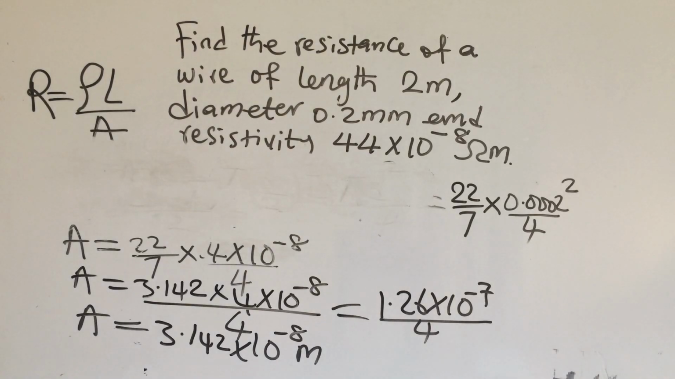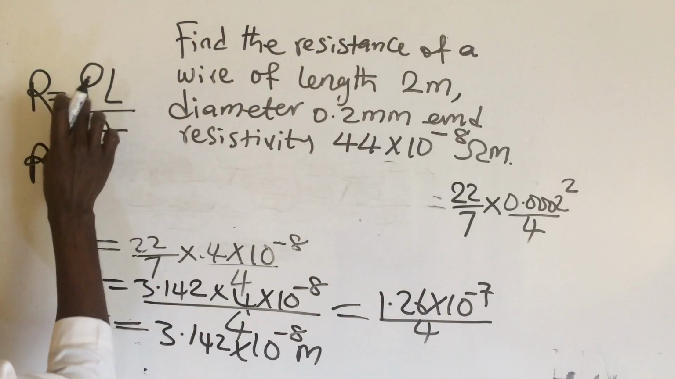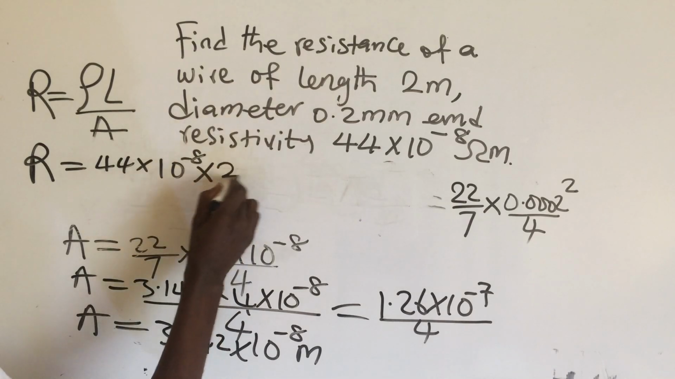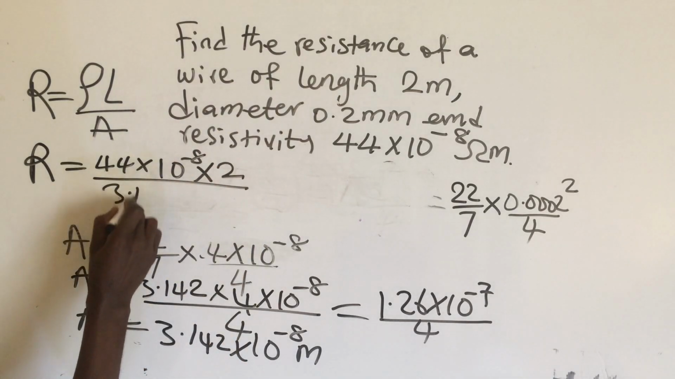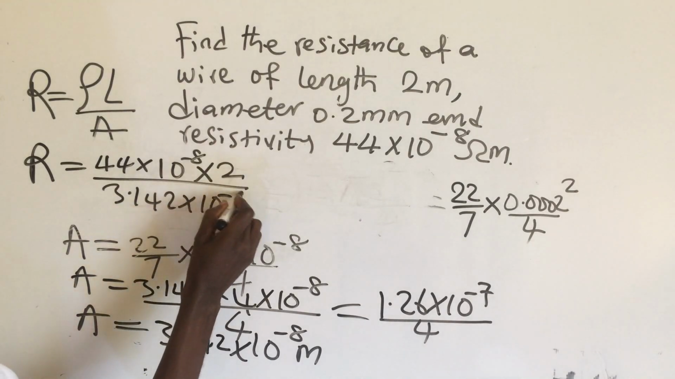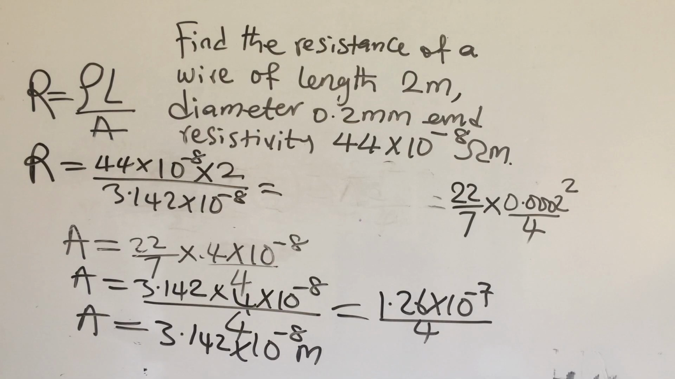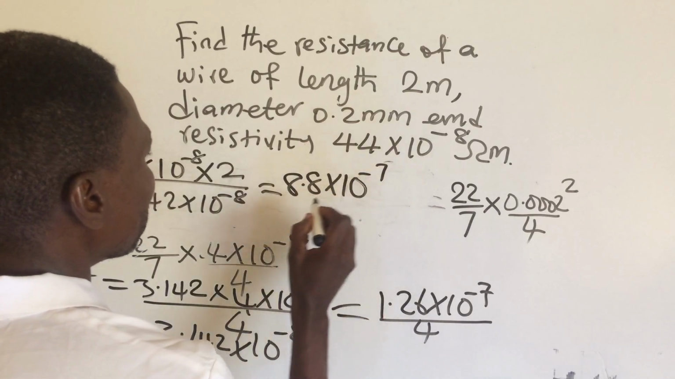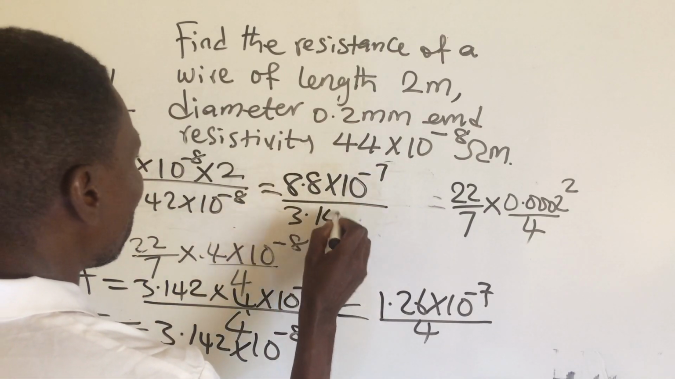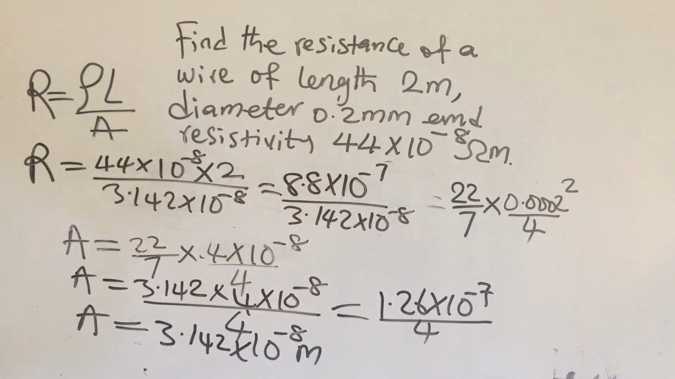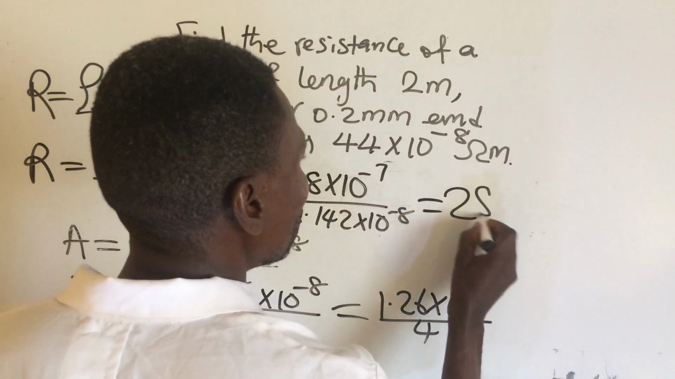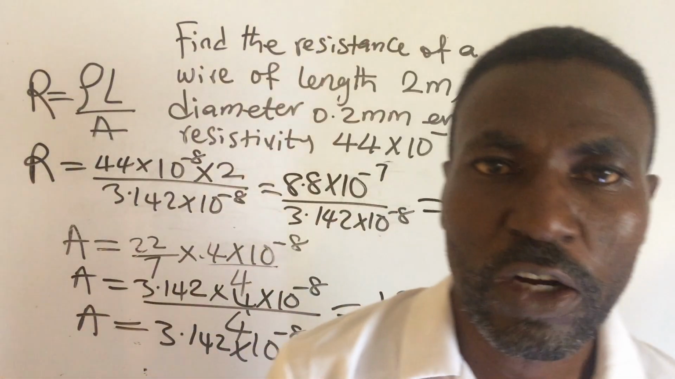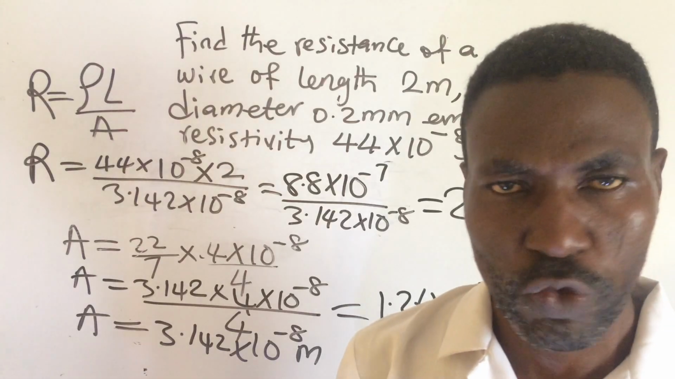Now calculating for the resistance, we have the resistivity, 44 times 10 raised to the power minus 8, times the length, which is 2, all over our area, which is 3.142 times 10 raised to the power minus 8. When we multiply the upper part, we have 8.8 times 10 raised to the power minus 7 all over 3.142 times 10 raised to the power minus 8. When we divide it, we have approximately 28 ohms. This is how to calculate the resistance of a conducting wire, right?